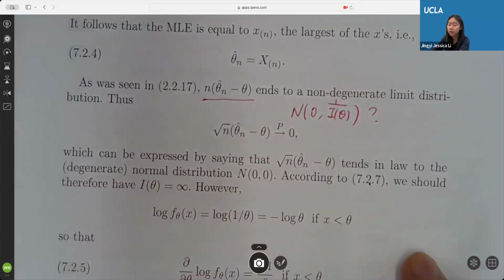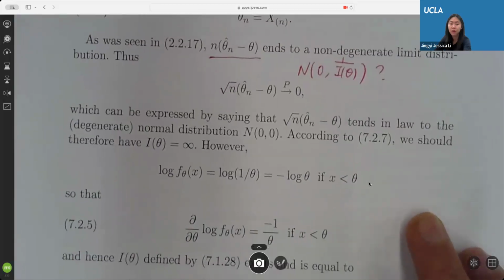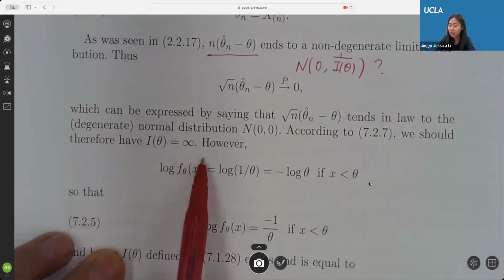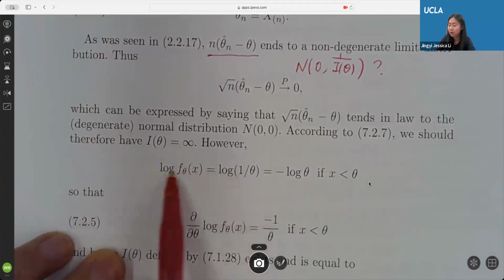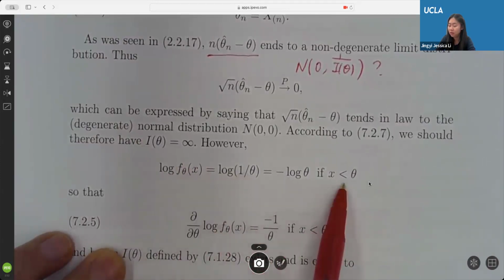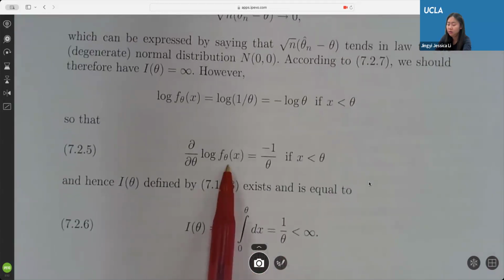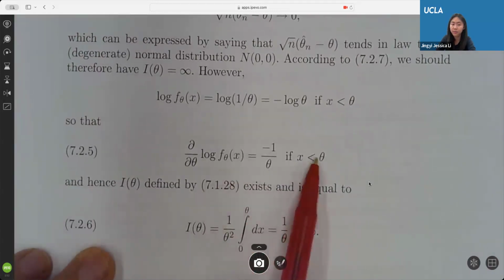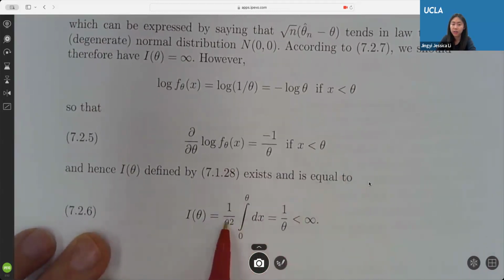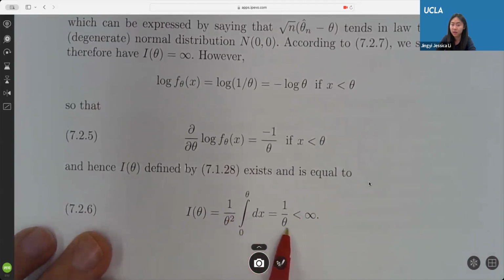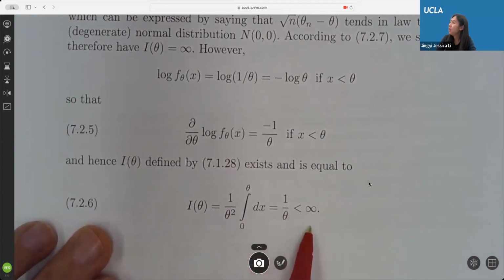However, if you do the Fisher information calculation yourself, this is the density, 1 over theta. We take the log of it, and we need x to be less than theta. Then we take the derivative of this log density. This is it. And then we take the integration. This is it. So Fisher information is not infinity, but it's actually 1 over theta.